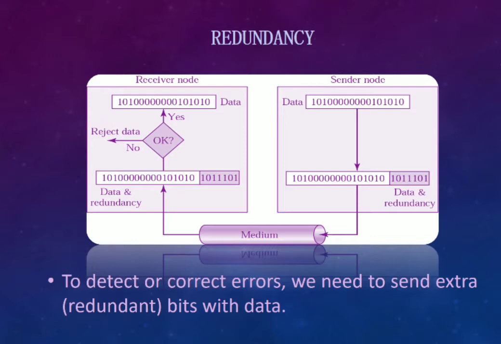Redundancy is achieved through various coding schemes. The sender adds redundant bits through a process that creates a relationship between the redundant bits and the actual data bits. The receiver checks the relationship between the two sets of bits to detect or correct the errors. The ratio of redundant bits to data bits and the robustness of the process are important factors in any coding scheme. Here the figure shows the general idea of coding.